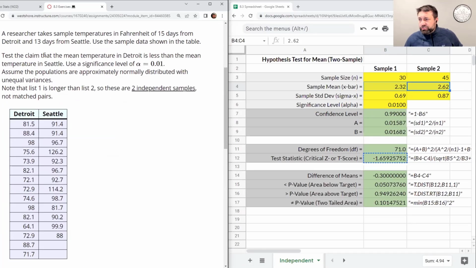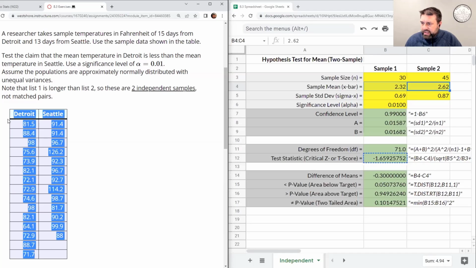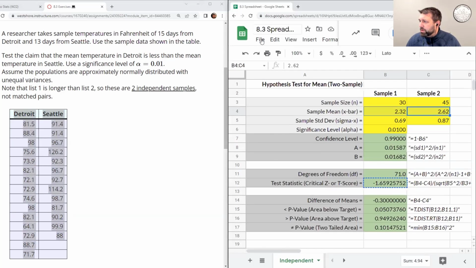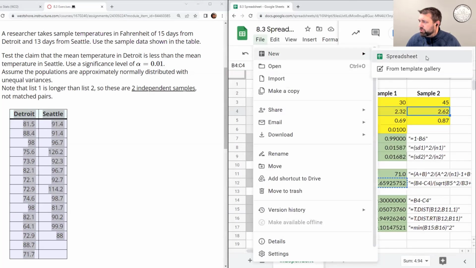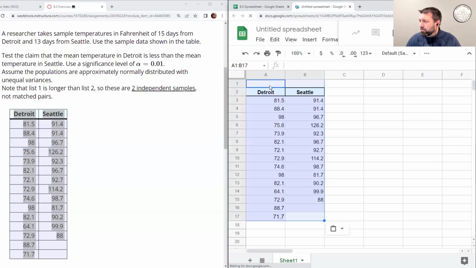There we go. A researcher takes samples of Fahrenheit from 15 days in Detroit and 13 days in Seattle. Use the sample data from the table. Got it. So I'm going to highlight this data set, and I'm just going to open up a new spreadsheet, and paste that data right in the spreadsheet. There it is, Detroit and Seattle.